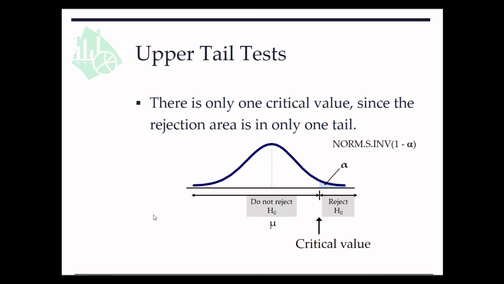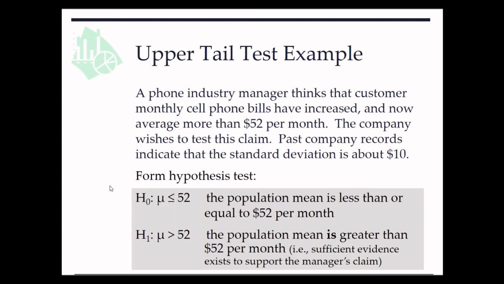Similarly, we may have an upper tail test. There is again only one critical value, since the rejection region is only in the upper tail. Here we use NORM.S.INV of 1 minus alpha to locate the critical value. This value is positive. So here we see an example.